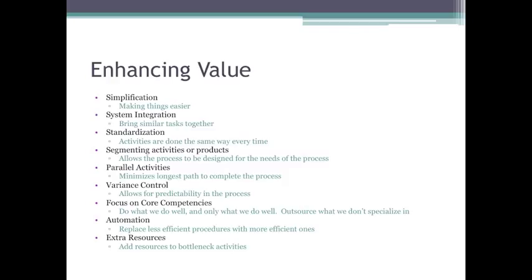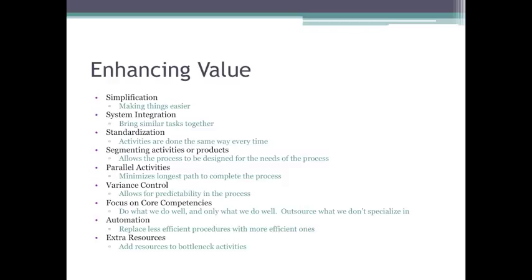Variance control. By reducing the amount of variability in the process, in general, that makes the process better. We saw that with quality. Focusing on core competencies. If we make sure that we focus on what we do well, and only what we do well, and then outsource what we don't do well, chances are we'll be less distracted and focus on, well, what we do best.